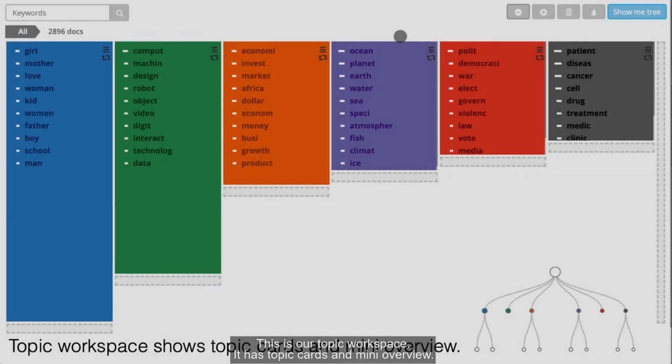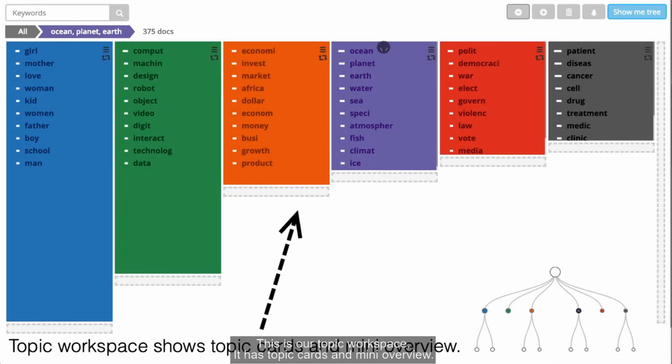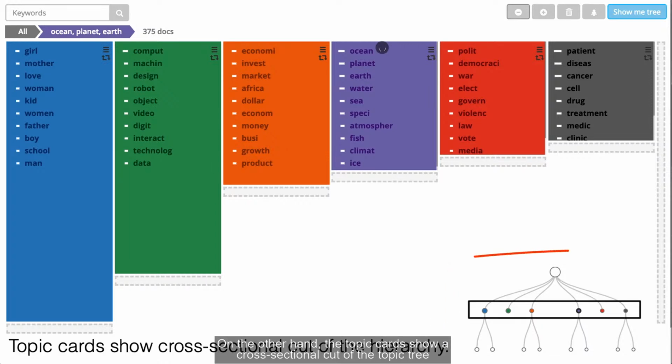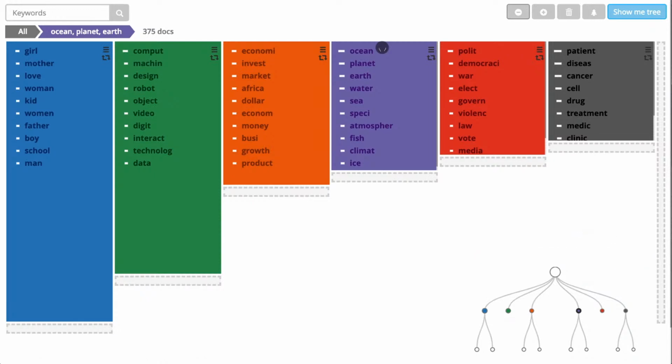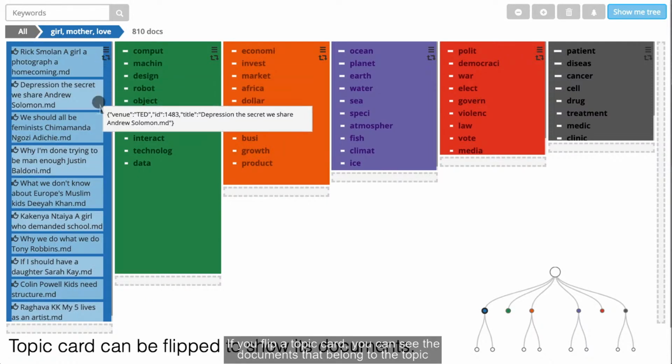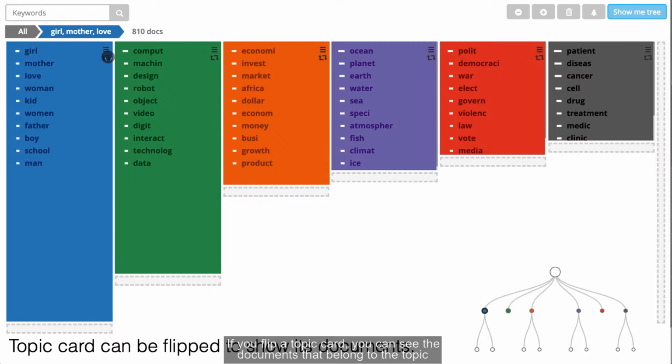This is our topic workspace. It has topic cards and a mini overview. The mini overview shows a vertical cut of the hierarchy. On the other hand, the topic cards show a cross-sectional cut of the topic tree. A topic is visualized as a card where its height is proportional to the topic size, and each topic card has its top 10 keywords along with bars showing the keyword weights. If you flip a topic card, you can see the documents that belong to the topic.